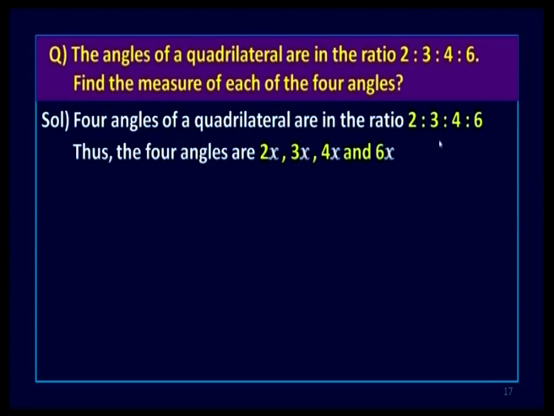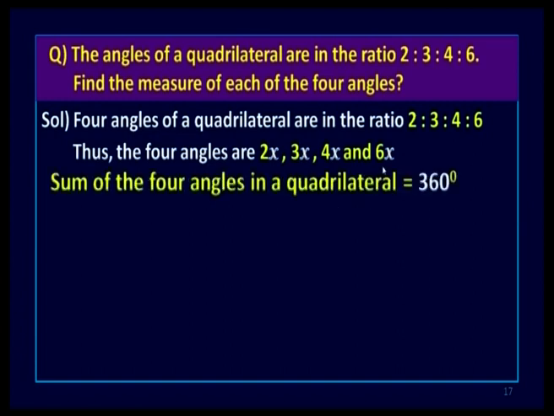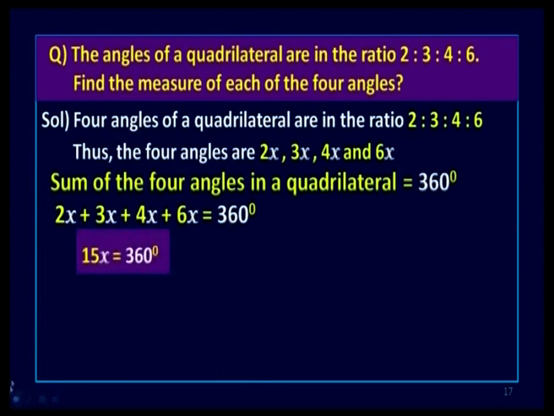If I take 1:2:3:4, what will I get, children? Yes, x, 2x, 3x, 4x. Now you know that the sum of four angles in a quadrilateral is 360 degrees. So what do I have to do? Yes, you have to add them. 2x plus 3x plus 4x plus 6x equal to 360 degrees. So you will get 15x equal to 360 degrees, or I can say x equal to 360 degrees by 15.